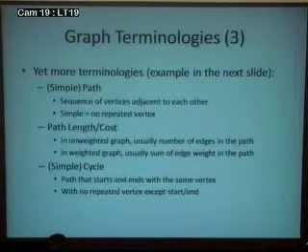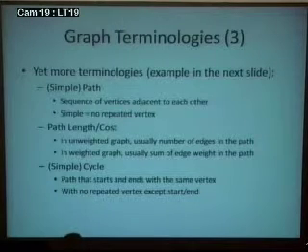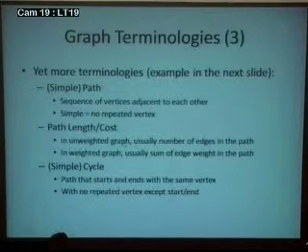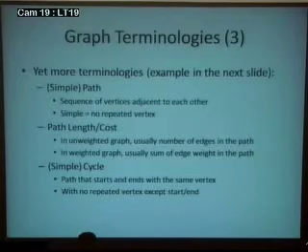Next, path. A path is a sequence of vertices adjacent to each other. Usually when we are discussing paths, we are referring to simple paths, where we don't repeat vertices. The path length or cost depends on what kind of graph we are dealing with. For an unweighted graph, the cost of a path is the number of edges that we use. For a weighted graph, it's the sum of the edge weights that you use.